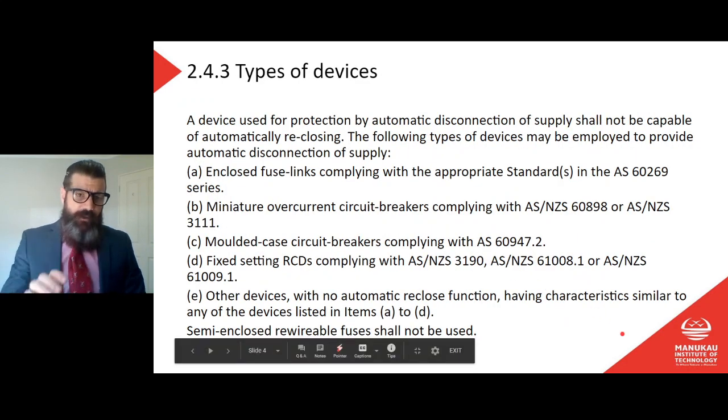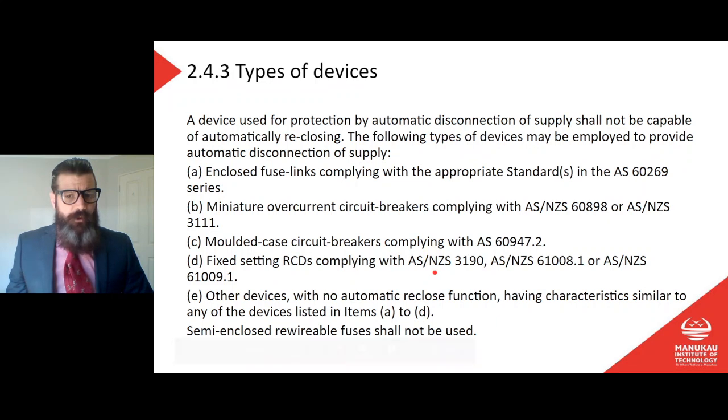Right, 2.4.3. So paragraph 2.4.3 of AS/NZS 3000. Types of devices. A device used for protection by automatic disconnection of supply shall not be capable of automatically reclosing. The following types of devices may be employed to provide automatic disconnection of supply: enclosed fuse links, miniature overcurrent circuit breakers, moulded case circuit breakers, fixed setting RCDs, other devices having characteristics similar to the devices listed above. Semi-enclosed rewirable fuses shall not be used. Okay, let's address those one by one.